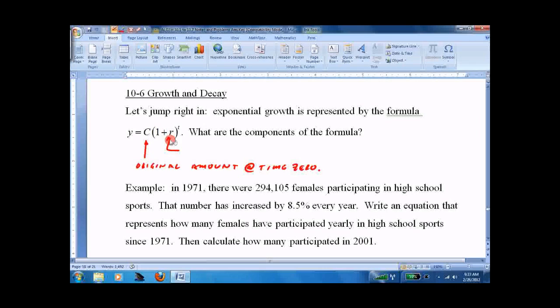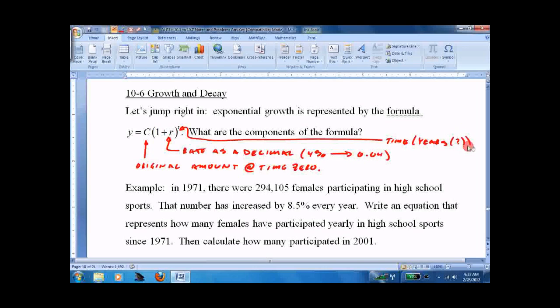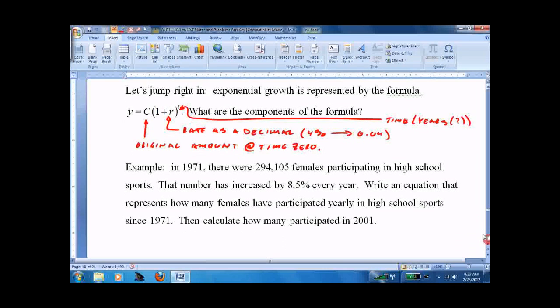R is the rate as a decimal. So if they say something like 4%, you use 0.04. And then t is the time. Usually in years, but it depends. If they say something doubles every day, then they're talking about days, stuff like that. So let's do an example.